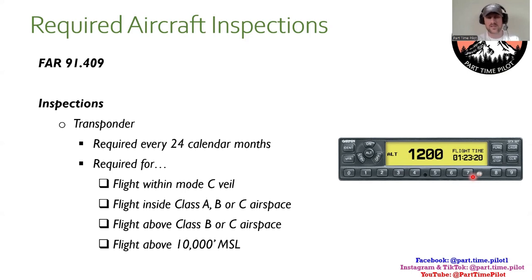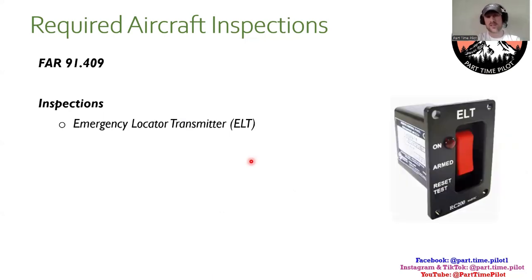And we have another video and a lesson where we go over this in detail, but it's required when you fly in a Mode C veil, when you fly in class Alpha, Bravo or Charlie airspace, or you fly above class Bravo or Charlie airspace, or you fly above 10,000 feet MSL. There's a couple more times when it's required, and again, we go over that in a different video. But that's when it's required to have a transponder. So if you're required to have a transponder in these flights, then you would be required to get the inspection every 24 calendar months.